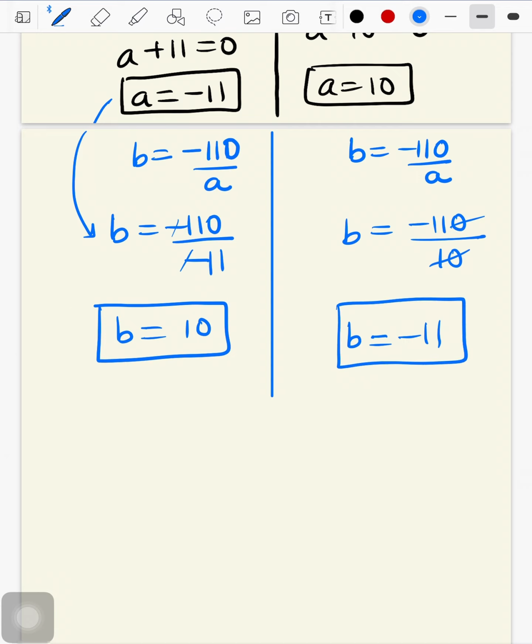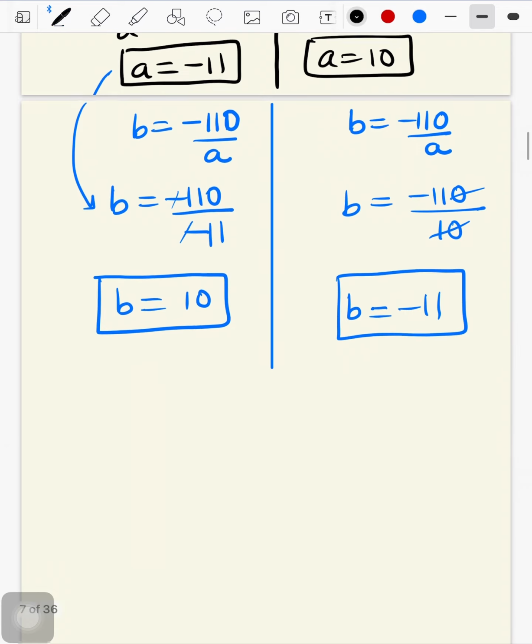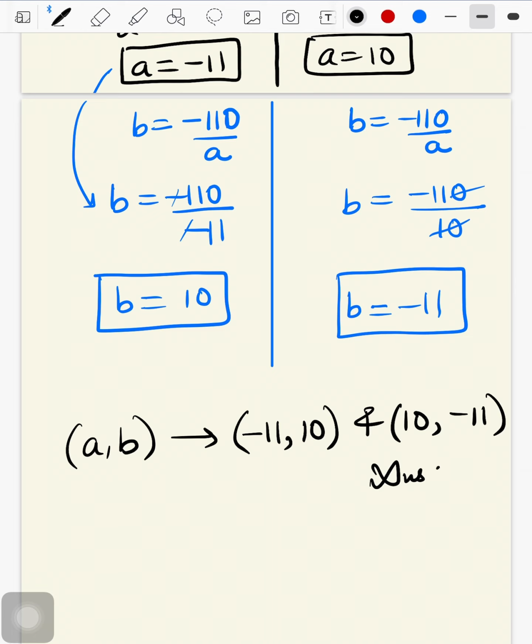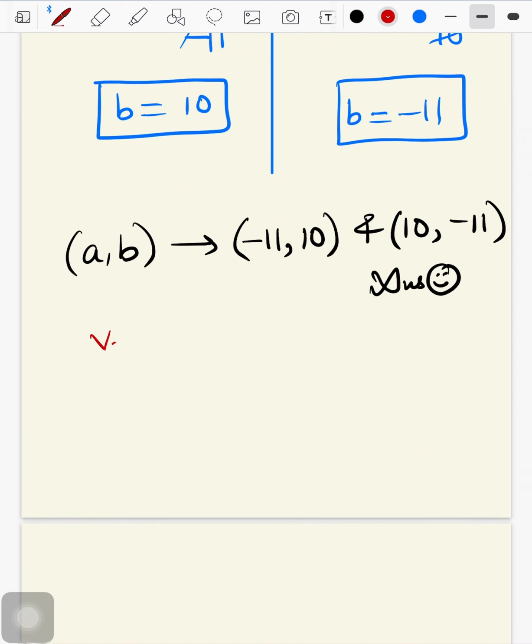So actually you are getting alternate values, right? So what answers am I getting for A and B? When I put A as minus 11, it gives B as 10, and when we put A as 10 we get B as minus 11. So actually this is the answer, but let's verify whether these sets of values are valid or not. Our equation is A square equals B plus 111.